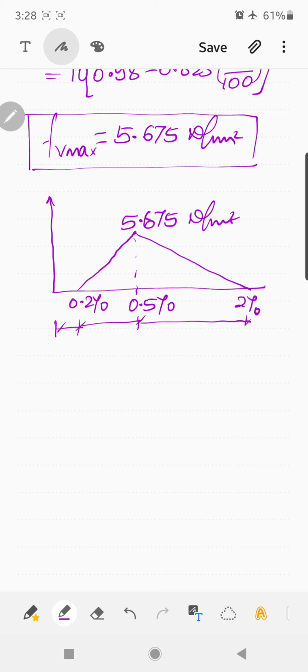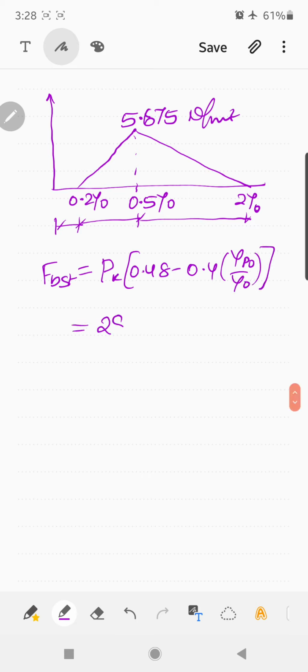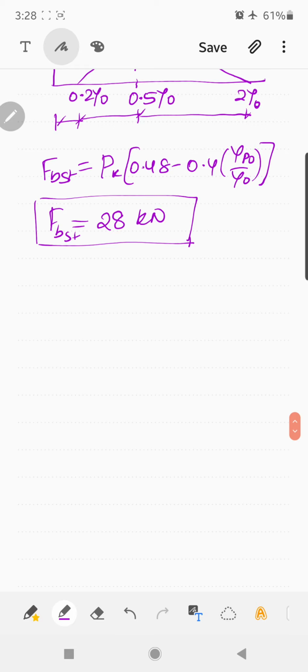Right? And your FBST will be the formula Pk into bracket 0.48 minus 0.4 into yp naught by y naught. If you substitute and calculate, you will get 28 kilonewton. Still, if you require the corrected value by allowing the tensile stress, considering the tensile strength of the concrete, then your FBST corrected will be 26 kilonewton.